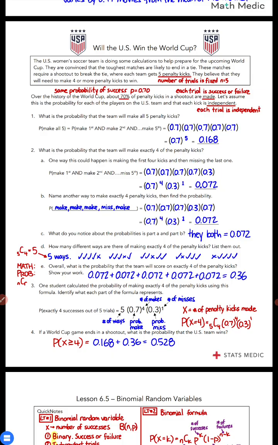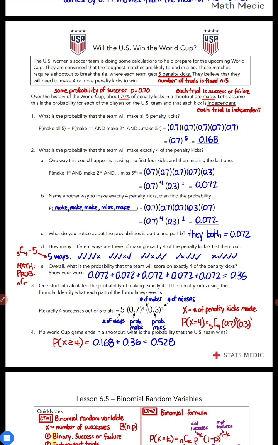The other thing is the number of trials has to be fixed. What I mean by that in this situation is I have to know how many penalty kicks they're going to be taking. That has to be set in stone. If you tell me they're just going to keep going until they miss one, there's no way for me to make any calculations with that because I don't know how many kicks they're going to be making.